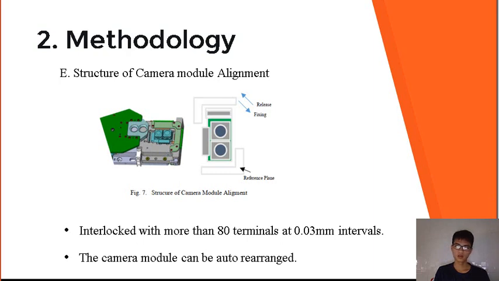Figure 7 shows a device that aligns the camera module when it is seated in the socket. The connector terminal of the camera module has to be interlocked with more than 18 terminals at 0.03 mm intervals so that there are no problems in the transmission of high-speed signals and the power supply. The alignment mechanism of the camera module is effective because the camera module can be rearranged in the inspector without external support.